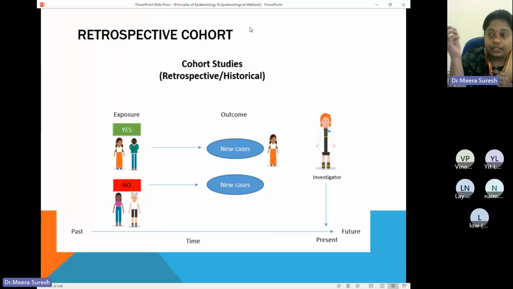So a cohort study is usually a prospective study where the outcome has not occurred when you start studying. That is the prospective, the first type. Then you can also have a cohort study in which the exposure and the outcome have happened before you start studying. And the third possibility is a combination of retrospective and prospective.